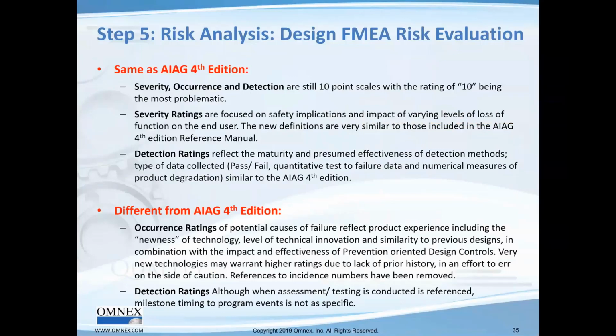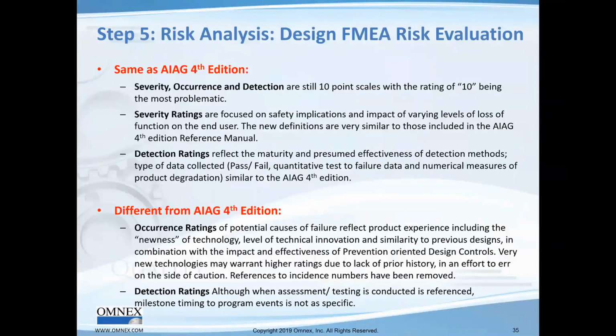And the detection rating reflects the maturity and effectiveness of the detection method. What's different? The biggest difference is really in the occurrence. The 4th edition occurrence actually looked at your ppm level, and you could tie it back to the number of occurrences. Occurrence now in the AIAG VDA is about the newness of the design. How new is the technology? And you get higher numbers from that, versus if it's reuse, you get lower numbers. A very different way of looking at things.